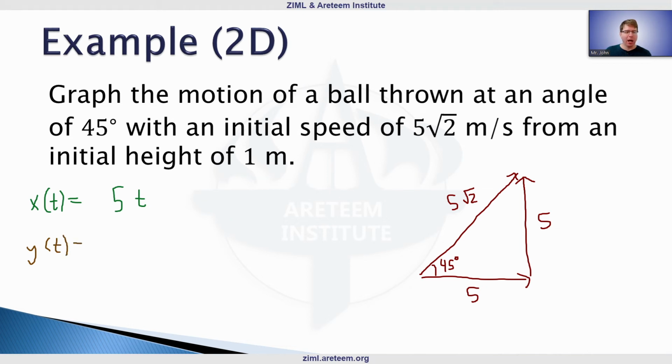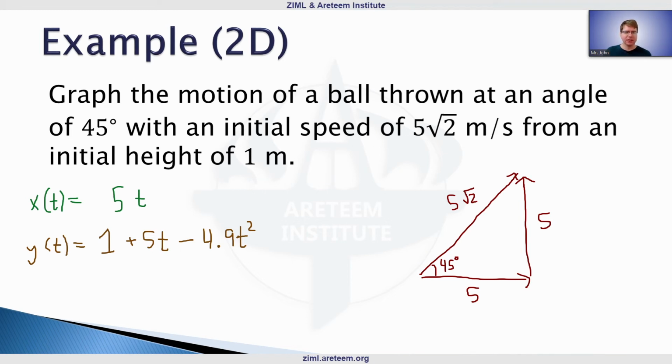So the initial height, the initial y value, is 1. We just said its speed in the y direction is also 5 meters per second initially, but this one is accelerating downwards, right? Gravity is pulling this down. So we actually end up with the same equation that we had before. The y position is 1 plus 5t minus 4.9t squared.